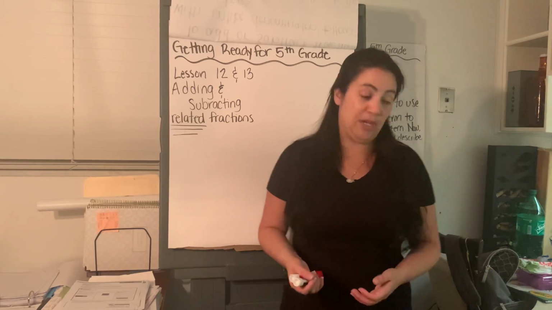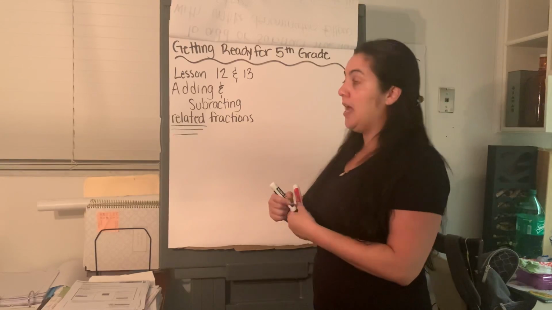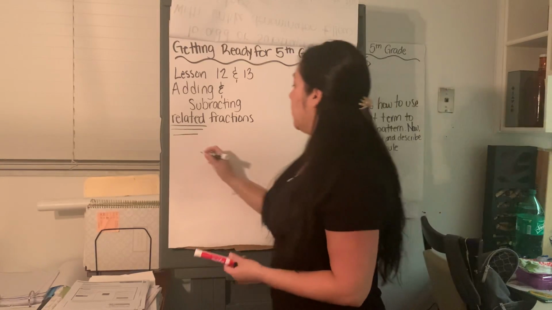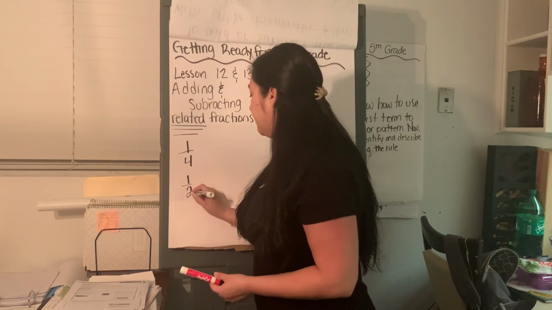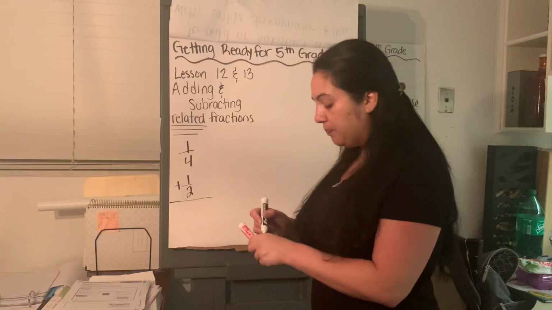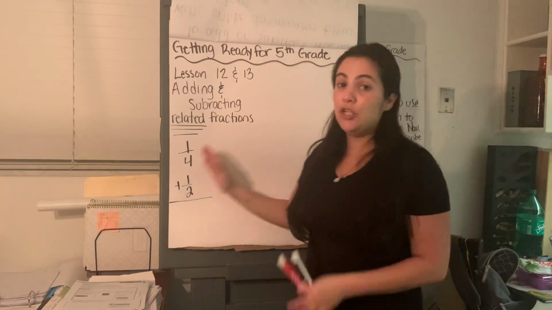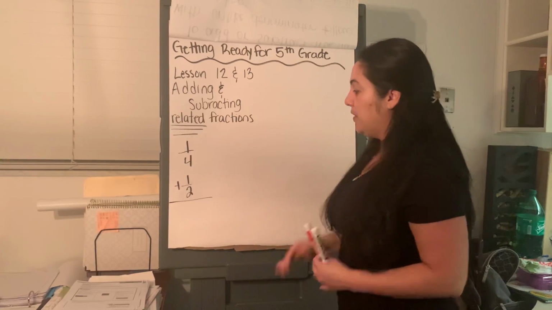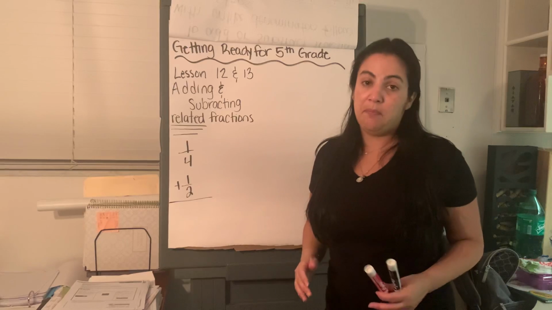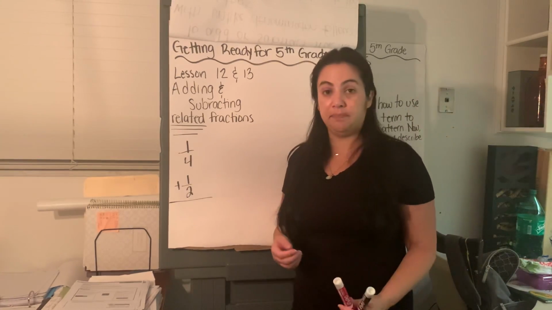So I'm going to take a problem from your worksheet and we're going to add 1/4 plus 1/2. Now, we can go through all the steps, but what I want you to look at is these two fractions. I know that 2 and 4 are not the same, but I know that 2 and 4 are related. And so here's shortcut number 1.